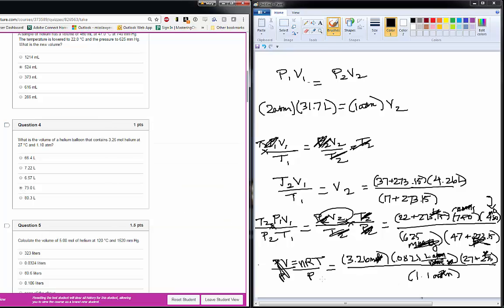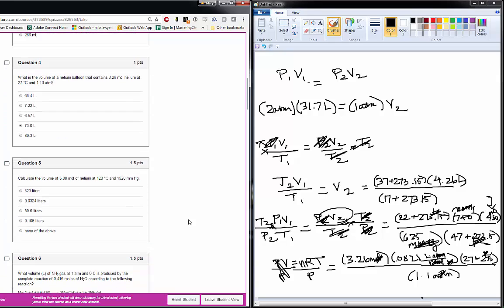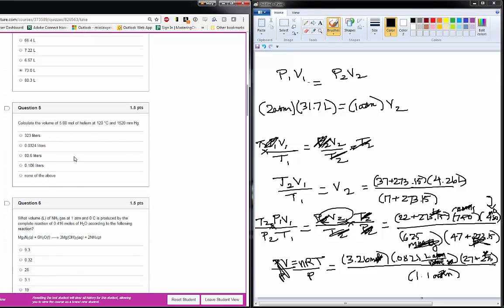And just a reminder, I do give you the ideal gas law. I do give you the value for R. You don't have to have those memorized. Question 5 is the same type of question.